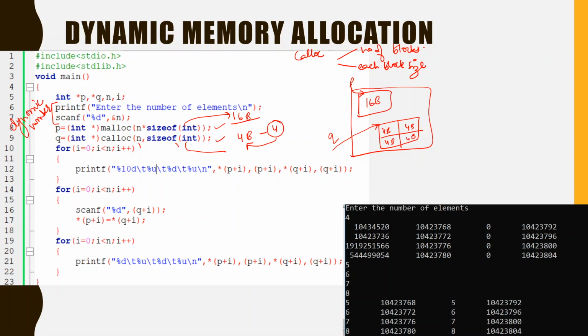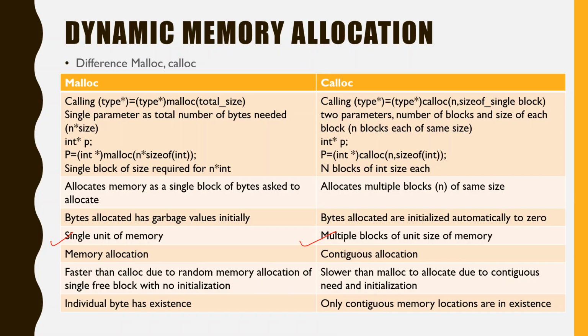Another difference that you can see is that calloc has two parameters. Calloc takes two parameters: n, the number of blocks, and the second is the size of a single block. And in malloc the total size is given as input. So this is the difference in both of the functions.